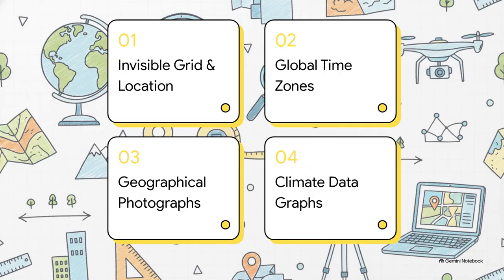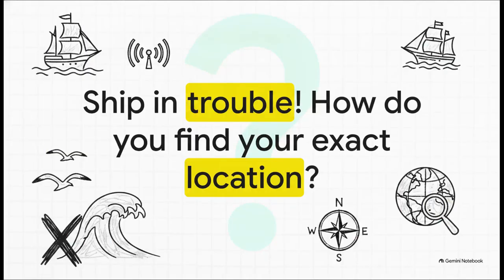Here is our roadmap for today. 1. The Earth's invisible grid and exact location. 2. Understanding global time zones. 3. Interpreting geographical photographs. And 4. Reading climate data graphs. But before we get into the data, I want you to picture this.